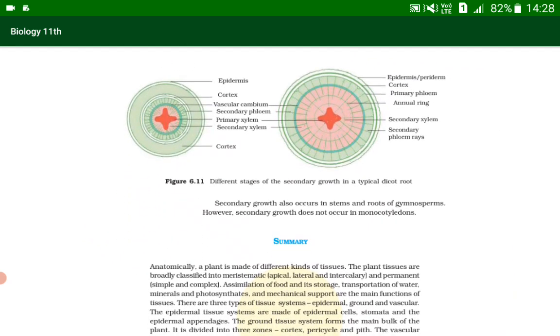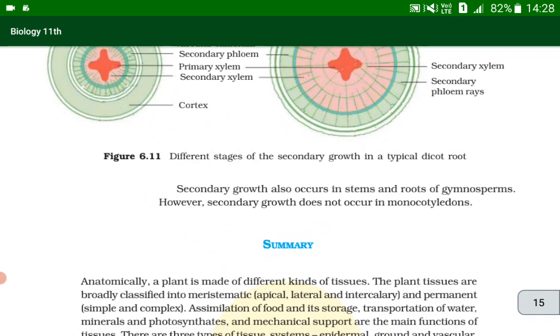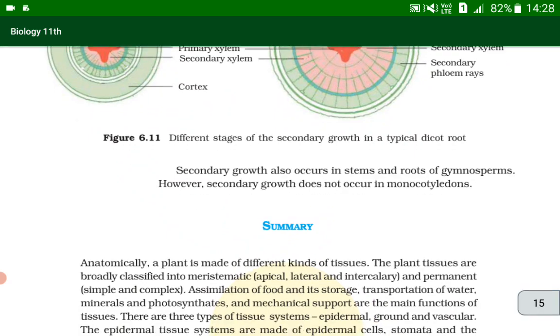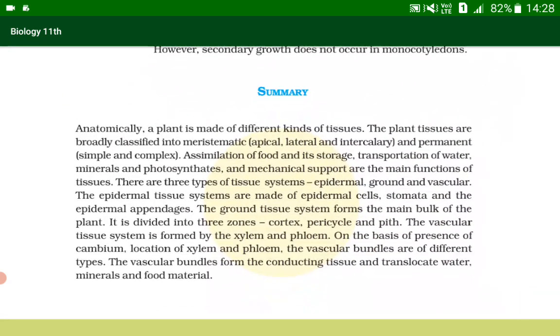Secondary growth also occurs in stems and roots of gymnosperms. However, secondary growth does not occur in monocotyledons. Summary: anatomically, a plant is made up of different kinds of tissues. The plant tissues are broadly classified into meristematic, apical, lateral and intercalary, and permanent, simple and complex. Assimilation of food and its storage, transportation of water, minerals and photosynthesis and mechanical support are the main functions of the tissues. There are three types of tissue systems: epidermal, ground and vascular.